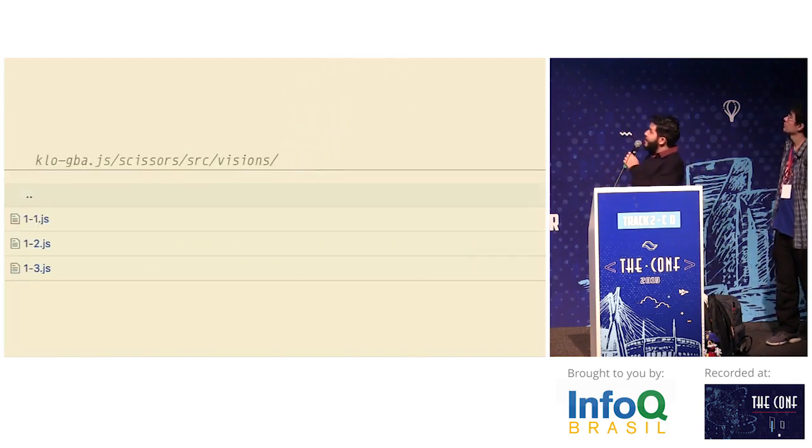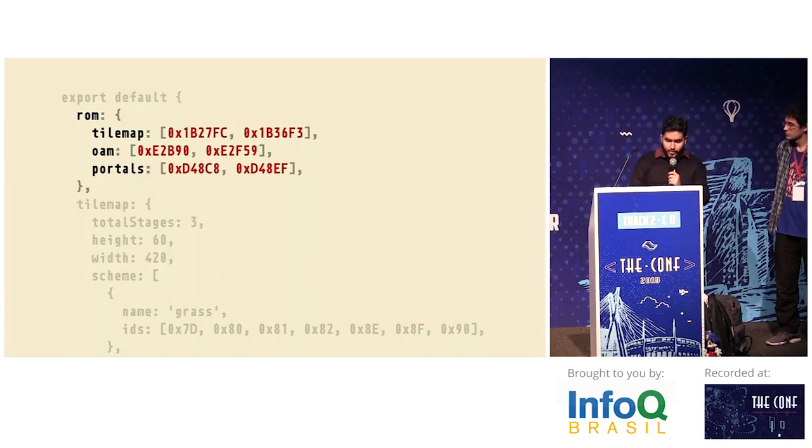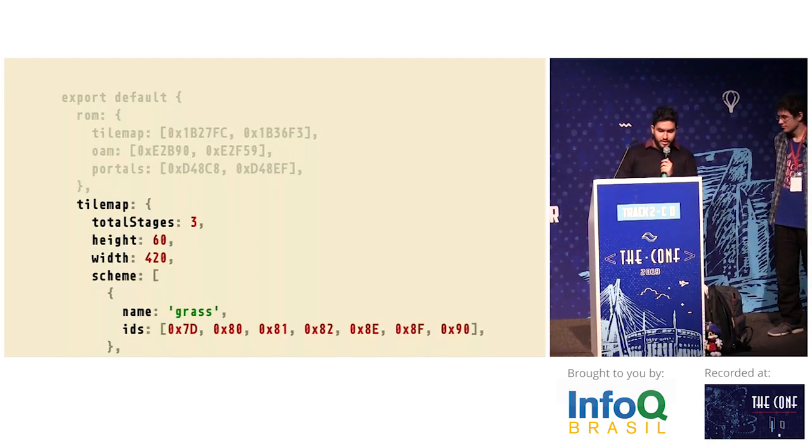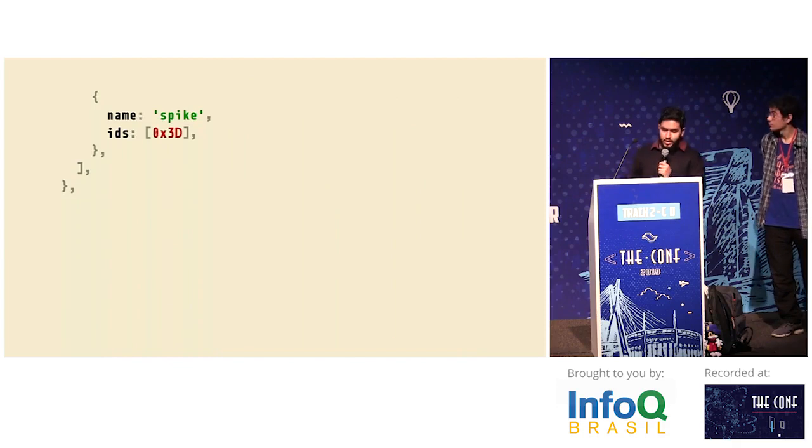Inside Scissors, we have the definitions for each level, and they are all JSON-like files. They look like this, where we have the ROM object, which contains the OAMs and the tile maps and portals and all of those things. The most important part is the tile map object itself, because it has height, width, and details of the level. It's got the scheme object with the scheme array, which is an array of objects detailing each tile that we can have, for example grass, rock, dark rocks, woods, or whatever. They have the memory addresses, and this is what the whole file looks like.